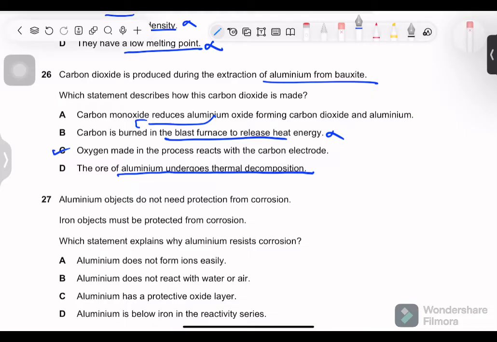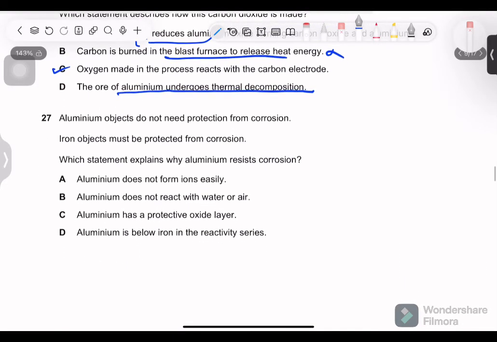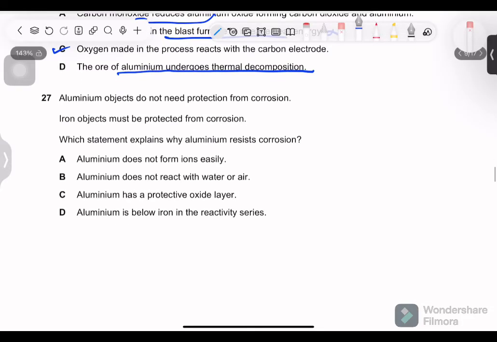There is no thermal decomposition in the extraction of aluminum. Aluminum objects do not need protection from corrosion. Iron objects must be protected from corrosion. Which statement explains why aluminum resists corrosion? Because aluminum has a protective layer of aluminum oxide. Option C.